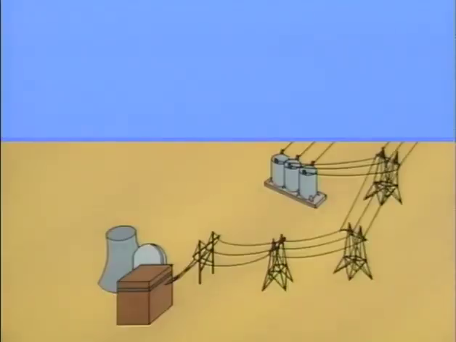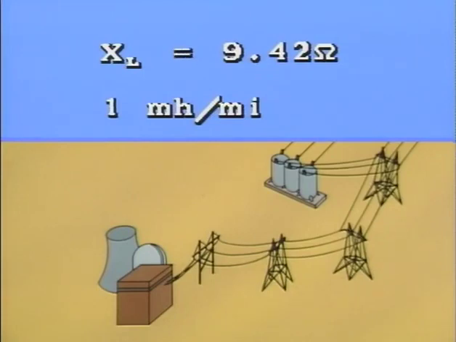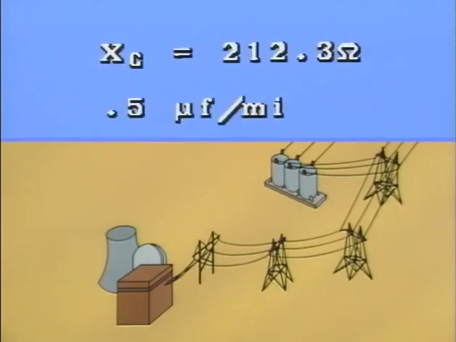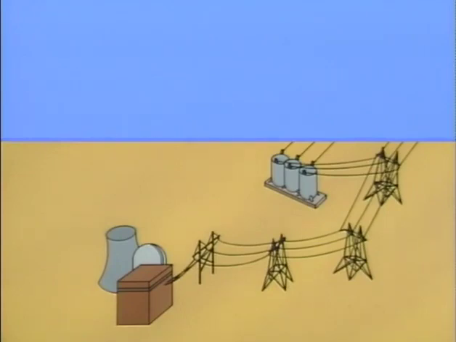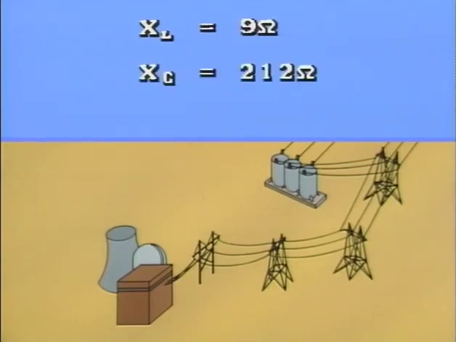Our calculations showed that the inductive reactance was 9.42 ohms, using an inductance value of 1 millihenry per mile. Capacitive reactance was 212.3 ohms, using a capacitance value of 0.5 microfarads per mile. And resistance was 0.1 ohm per mile, or 2.5 ohms for the 25-mile run. To simplify the calculation, we'll round off X sub L to 9 ohms, X sub C to 212 ohms, and resistance to 3 ohms.